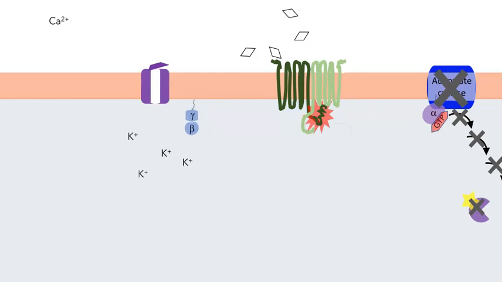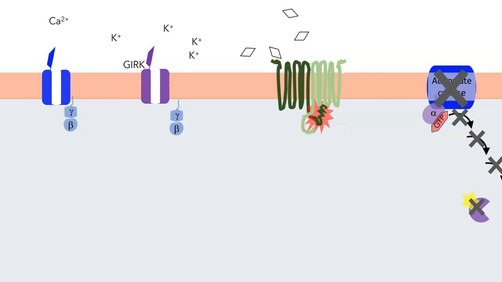In some cells, the gamma and the beta subunits diffuse laterally through the membrane, and they interact with a type of potassium channel, opening it up. This allows potassium to exit the cell, making it more negative. Other times, gamma and the beta subunits diffuse laterally and interact with a calcium channel, closing it. Now this prevents calcium from entering the cell, which again makes it more negative.